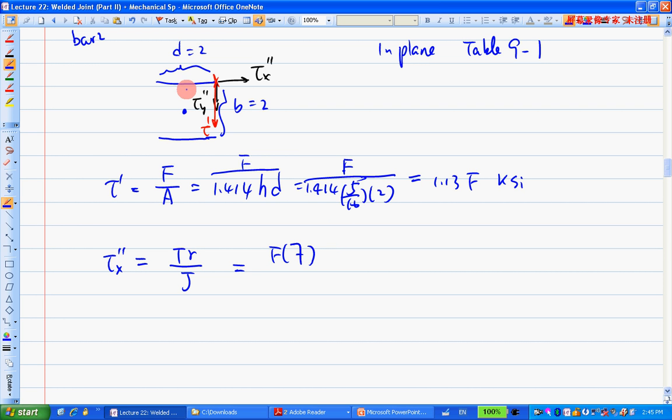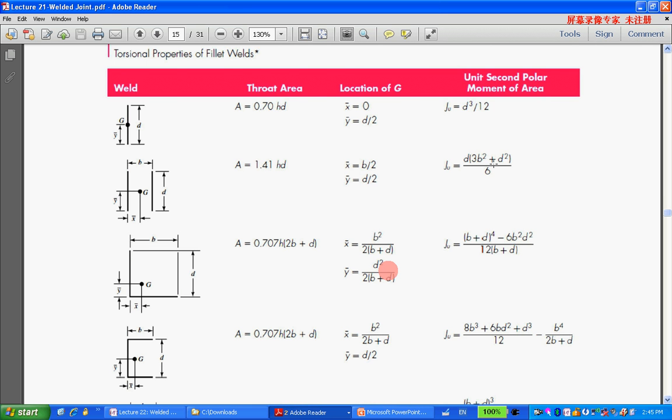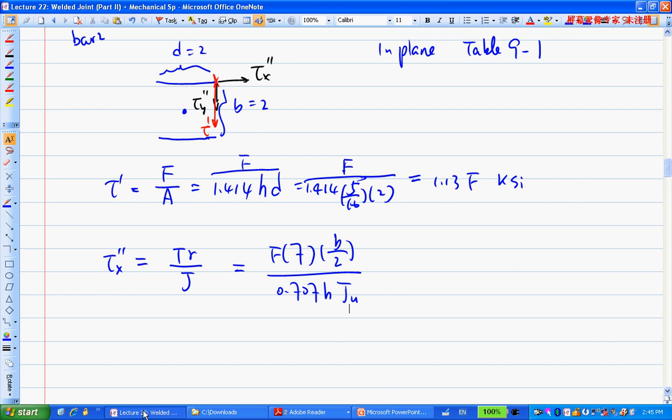And R, because we're looking for the X in this direction, that'll be basically this distance, right? So that's B over 2, that's 1. And J is 0.707 H times JU. And JU, that's from where? Table 9-1, it's this quantity here. So JU equals D(3B squared plus D squared)/6.